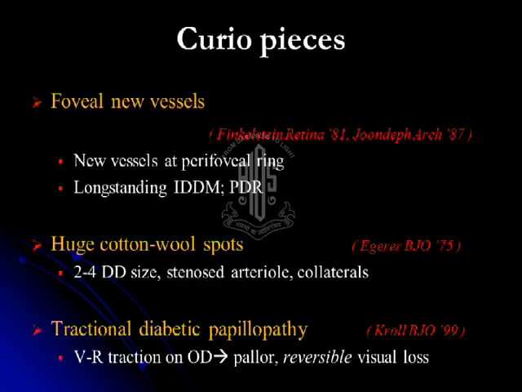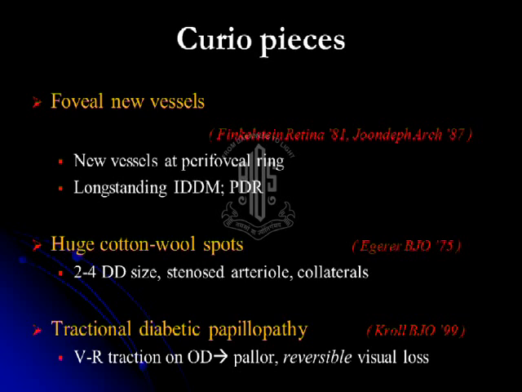A few curio pieces. Foveal new vessels were noted by Finkelstein and Jundeff, new vessels occurring at the perifoveal ring. This tends to happen in patients who have long-standing insulin-dependent diabetes mellitus and proliferative diabetic retinopathy. These patients invariably have new vessels in the periphery also. Surprisingly, in these articles, these new vessels tended to be stable. They didn't immediately break and bleed, as reported by these people.